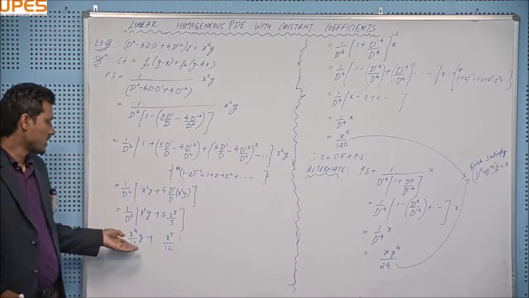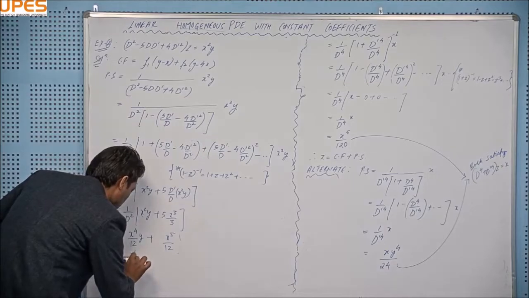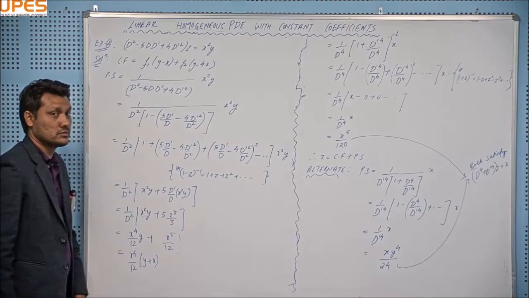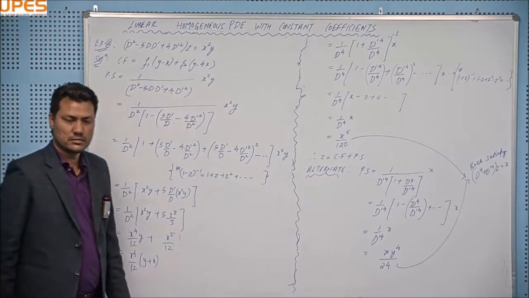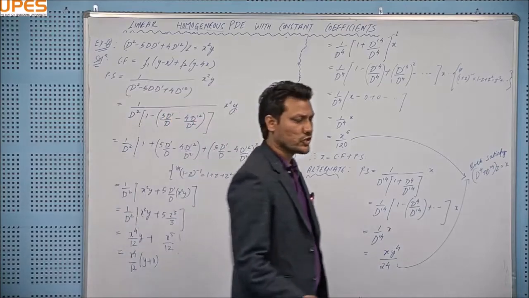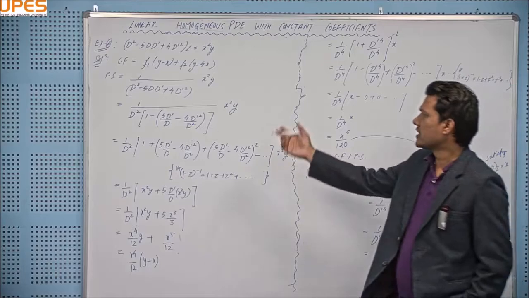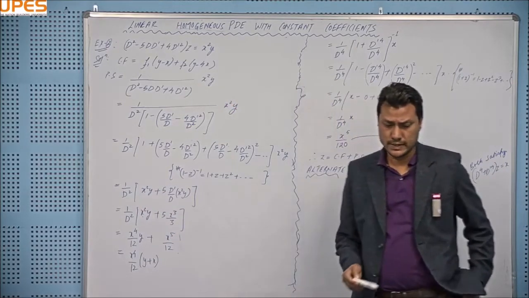I think we can take common x to the power 4 by 12, right? x to the power 4 by 12, and you have y plus x. This is your particular solution, right? And if you take D dash common, then another particular solution will be obtained. So you need to find only one of them, that's fine. And the final solution can be written as a sum of complementary function and particular solution, right?